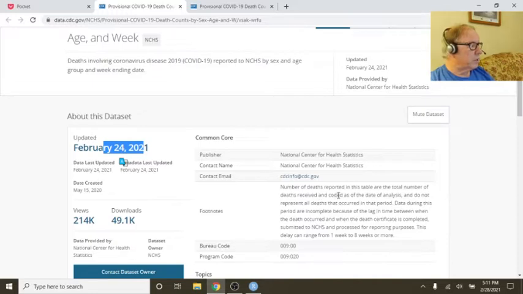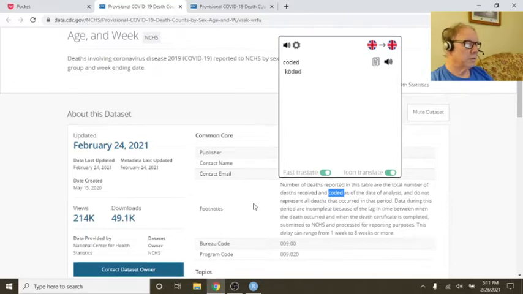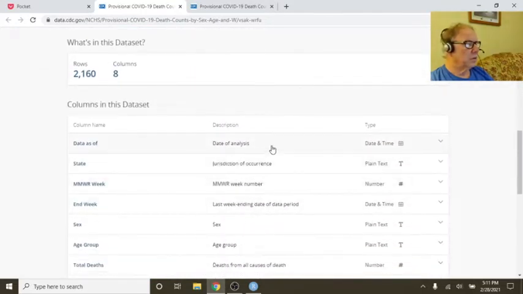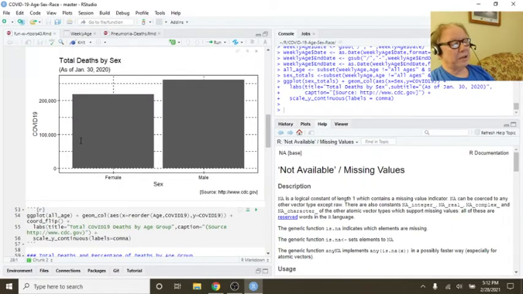The number of deaths reported in this table are the total number of deaths received and coded as of the date of the analysis. The last week ending date of the data period. So the analysis was done on the 24th, but I don't understand that at all. Okay, so if this is correct, then it's data as of January 24th, not January 30th.